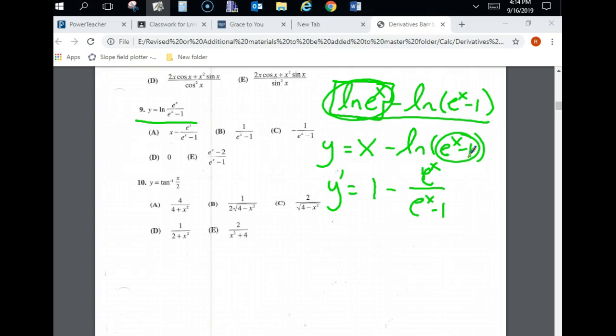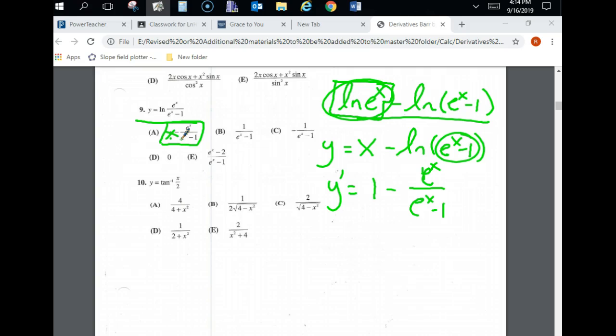So this is what I have now. Now let's take a look. Do I have that answer anywhere? I don't. I don't have that answer yet. So we've got to keep going. This one's close, but we know the derivative of x was 1, so that shouldn't be there. So let's keep going here.